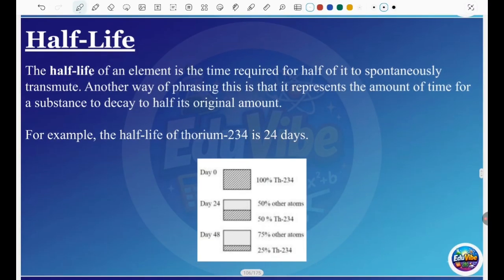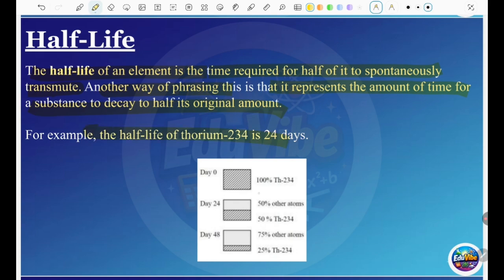What is half-life? The half-life of an element is the time required for half of it to spontaneously transmute. Another way of phrasing it is the amount of time for a substance to decay to half of its original amount. So how much time does it take for half of the original amount to decay?